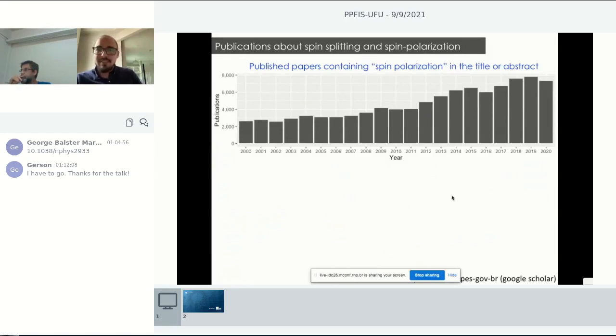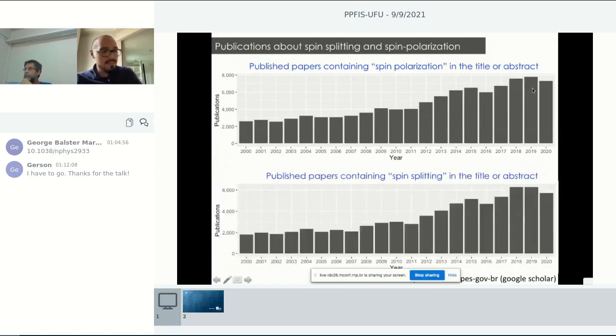And you can see, for instance, this is from the CAPES repository, that the number of papers published containing the words spin polarization in the title or abstract has increased in recent years. Of course, we have a smaller value here for 2020 compared to 2019 because of pandemic-related things, but there is a tendency to increase the number of papers, and many nice scientists are working on this and trying to really find possible routes to implement spintronics.